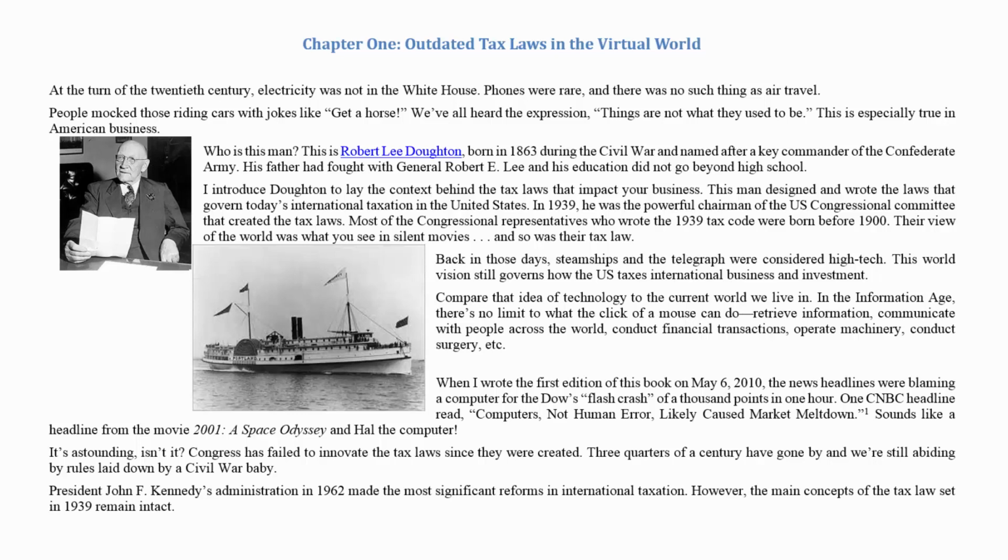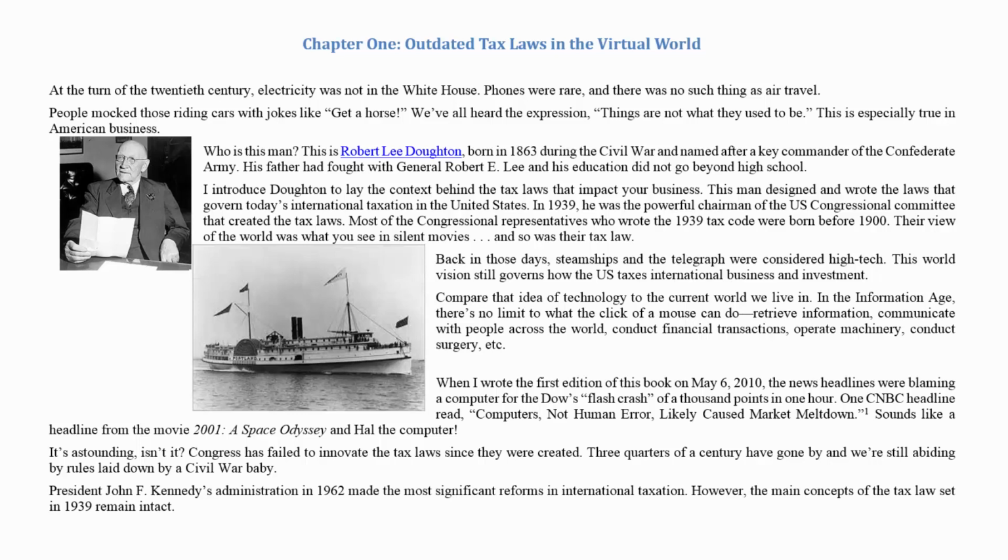In 1939, he was the powerful chairman of the U.S. Congressional Committee that created the tax laws. Most of the congressional representatives who wrote the 1939 tax code were born before 1900. Their view of the world was what you see in silent movies, and so was their tax law. Back in those days, steamships and the telegraph were considered high-tech. This world vision still governs how the U.S. taxes international business and investment.